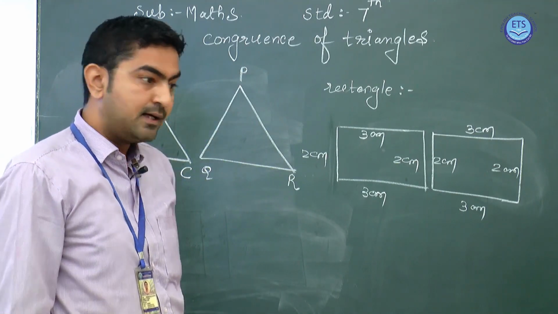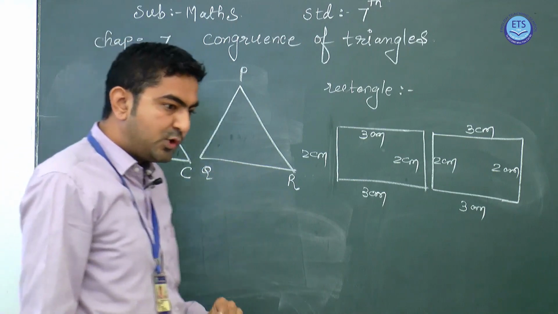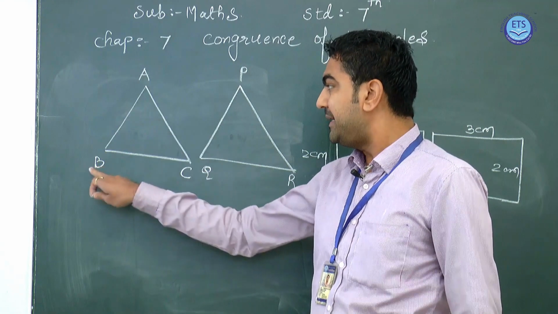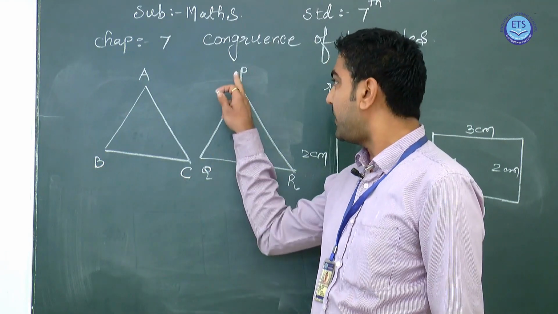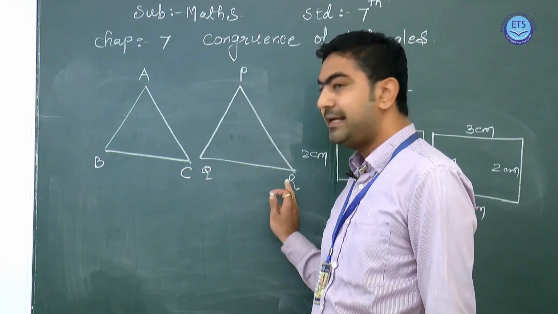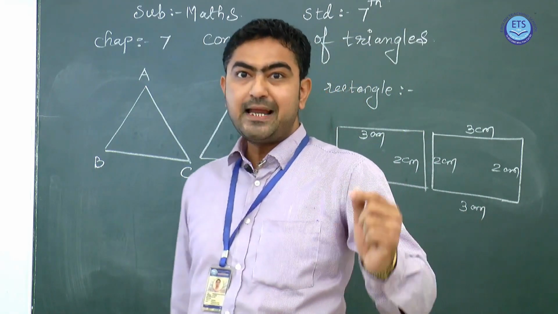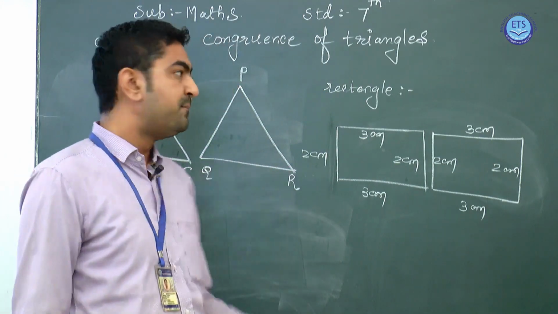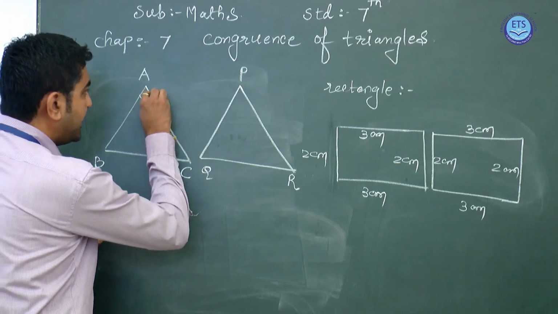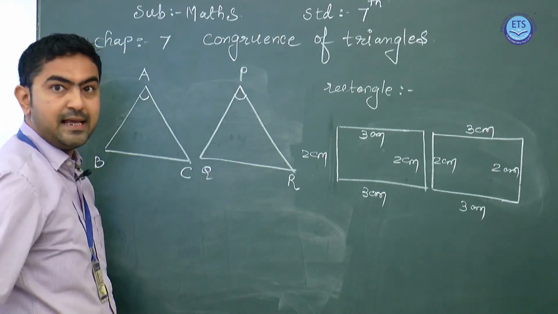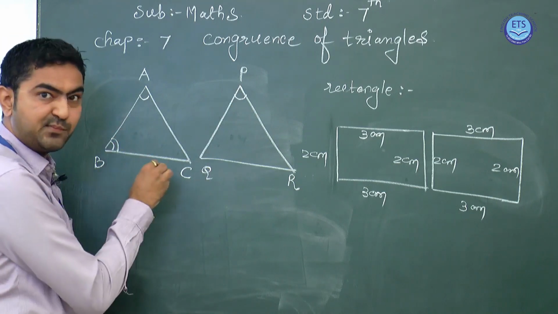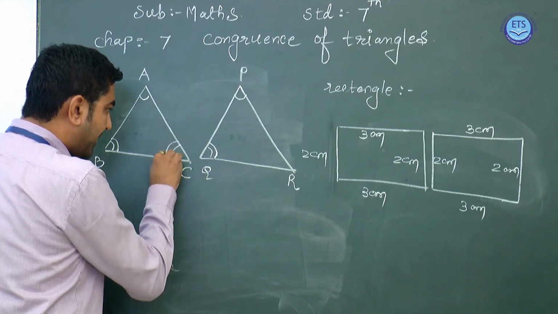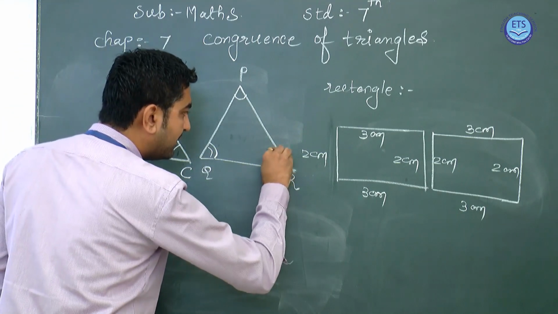First of all, see here, in these two triangles there are a total of 3 angles each. In the first triangle, angle A, angle B and angle C. In the second triangle, angle P, angle Q and angle R. Now we are applying the congruence rule to both triangles. Angle A corresponds to angle P, angle B corresponds to angle Q, and angle C corresponds to angle R.